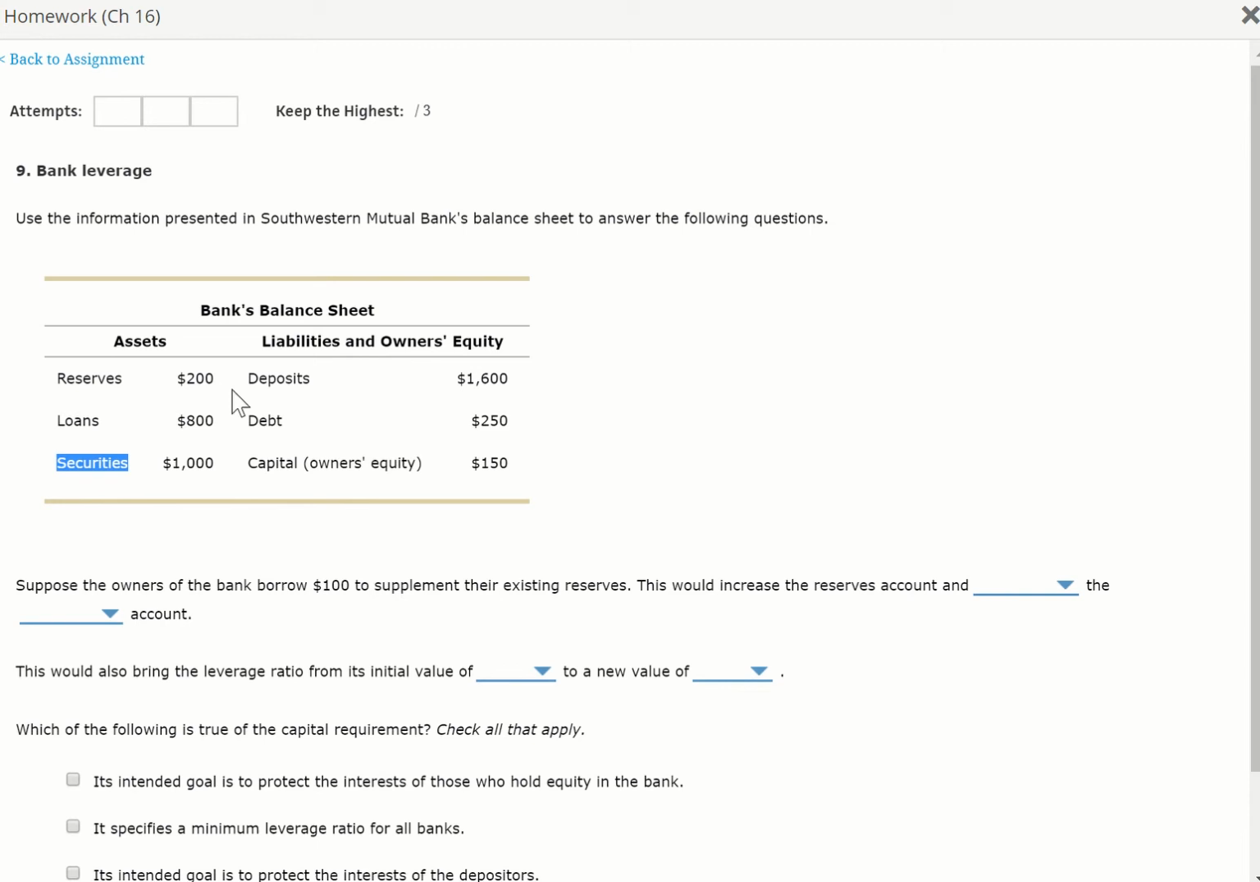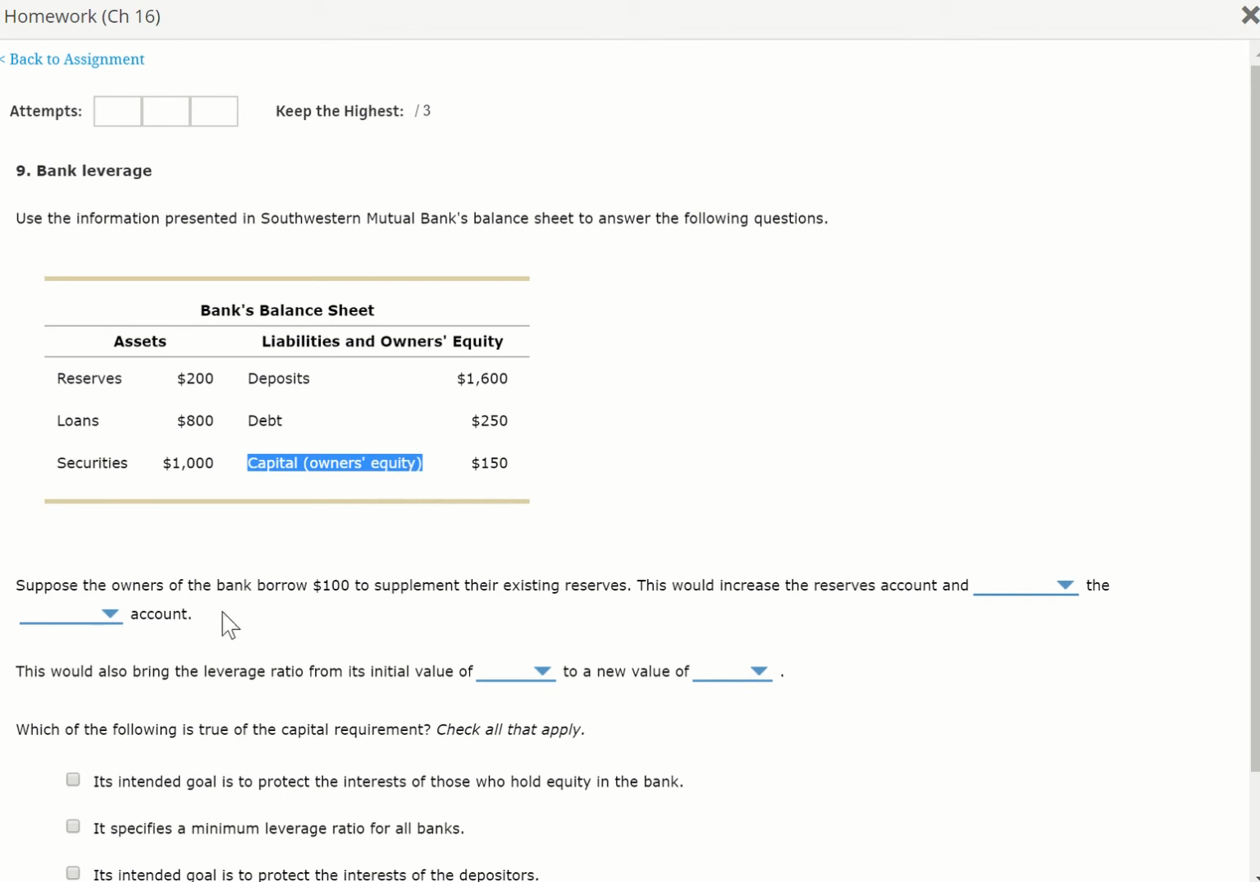Under liability and equity, the first one is deposit. Whenever people deposit money in the bank, that's a deposit, and that's a liability, because that is not the bank's money, that is somebody else's money. Debt is the money the banks borrow. And the last one, capital, is the owner's investment into the banking system, the bank's owner.